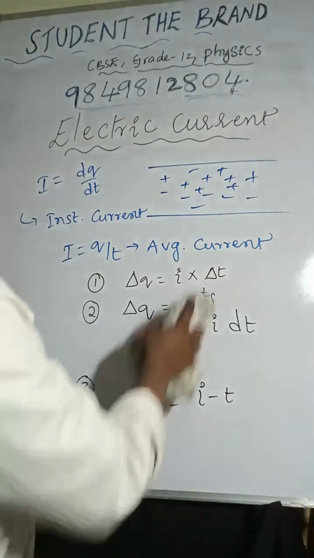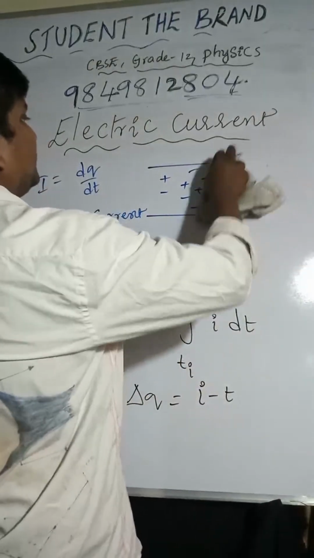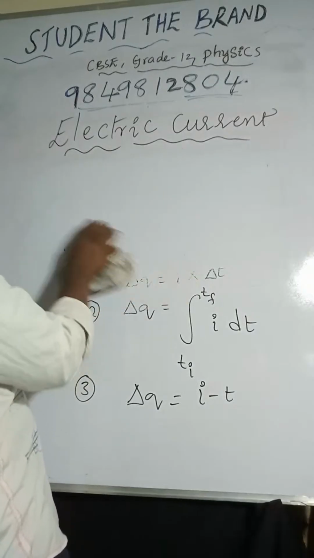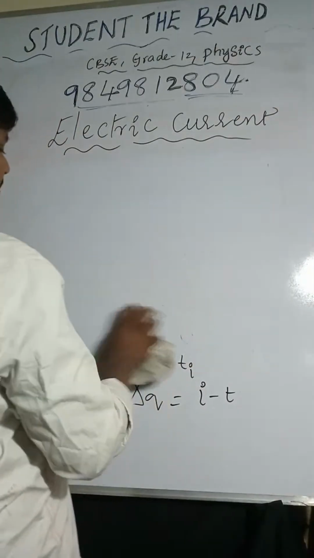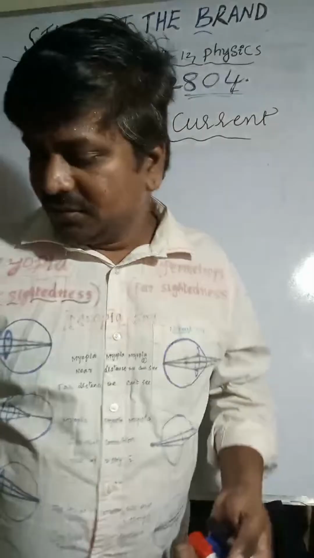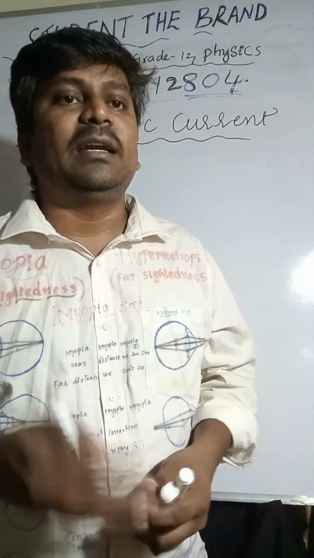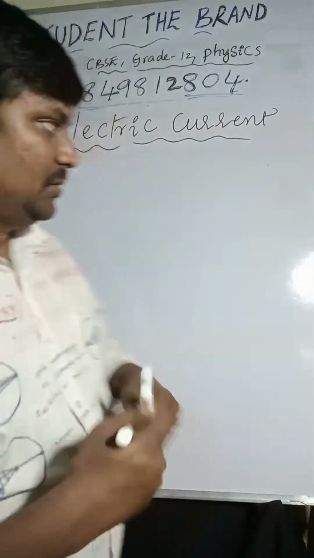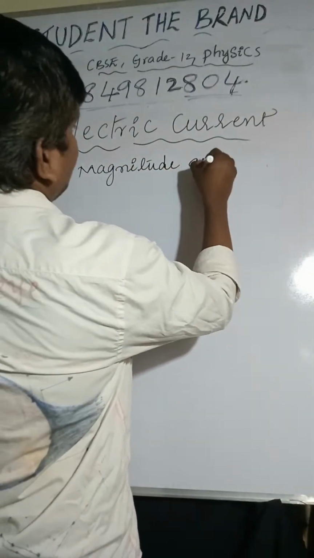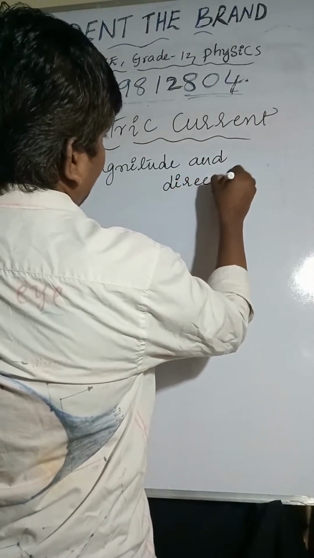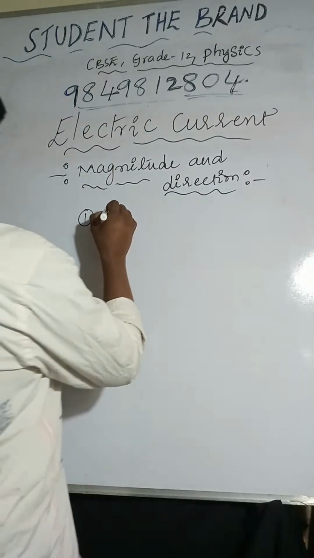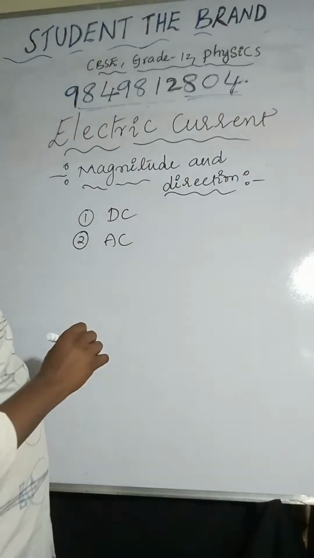Now, based on magnitude and direction, current can be divided into two types. One is DC, the second one is AC.